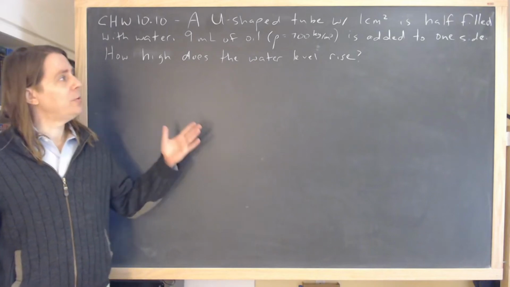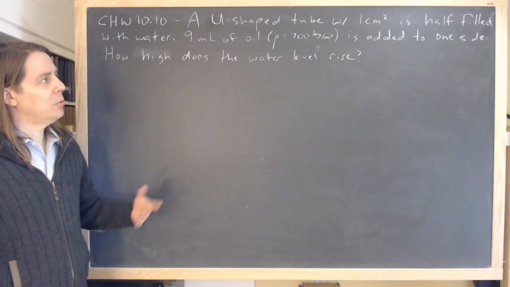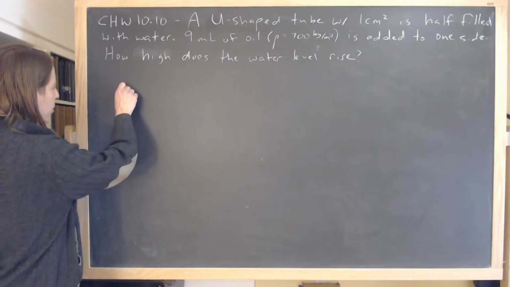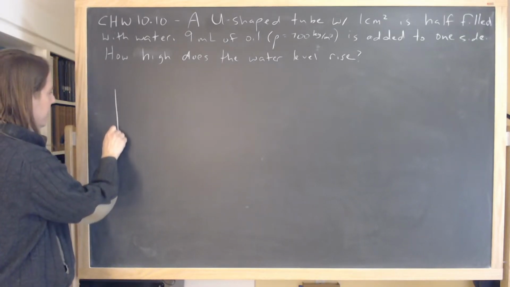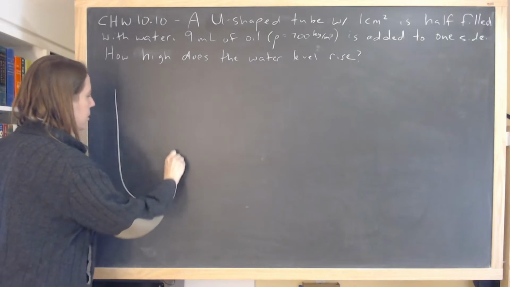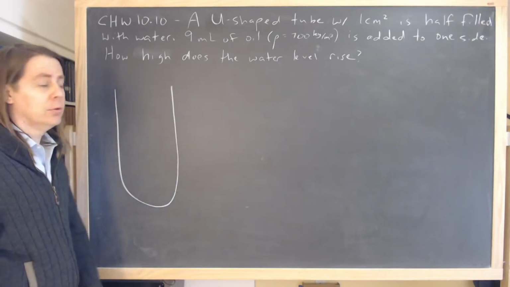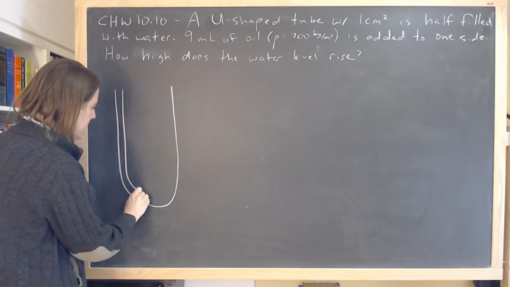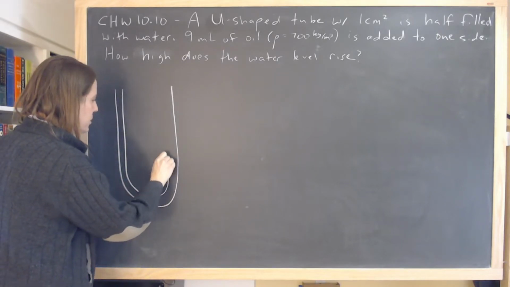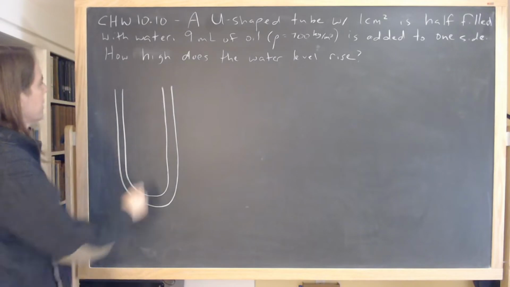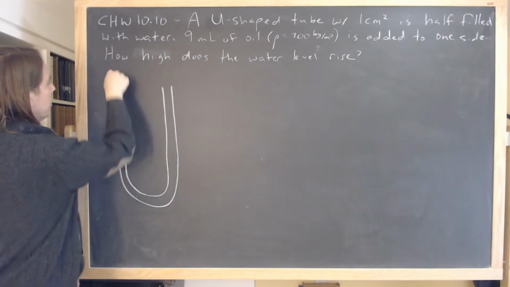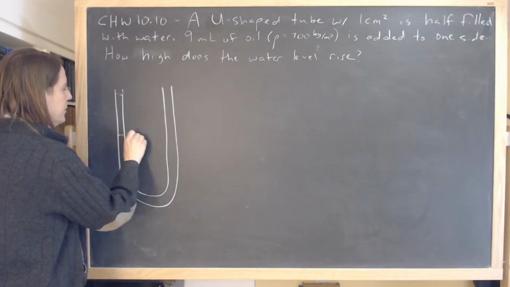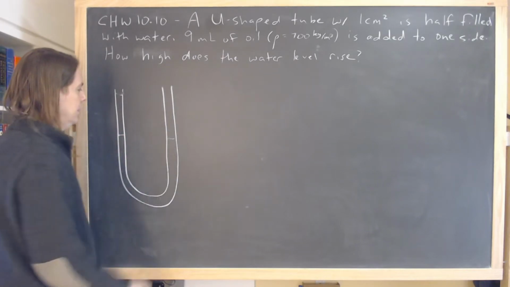Now we have a U-shaped tube with some cross-sectional area, 1 centimeter squared, and it's half filled with water. So just to make sure you understand what we're talking about here, that's a U. That is a U-shaped tube. The little cross-sectional area there is the 1 centimeter squared, half filled with water. So at first, it's just got water in it up to about there.